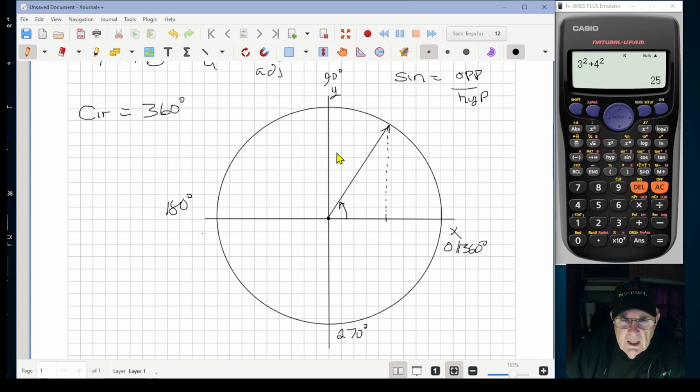And this idea, by the way, can be used to identify other trig functions if we make this a so-called unit circle. But that was not my point here. What I want to point out is how a sine wave comes about.